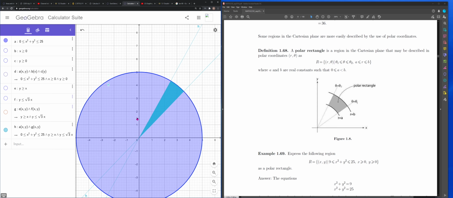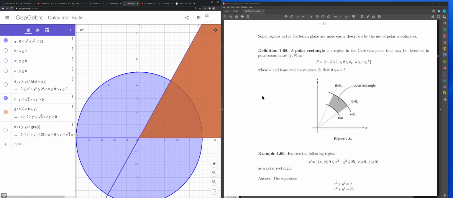In this case, your region is going to be a polar rectangle over here, where a is equal to 0 and b is equal to 3. If we want a next example of this, we could change this theta equal to theta 1 and reduce this angle to 0. If we reduce this angle to 0, this line over here will come straight down to your x-axis.